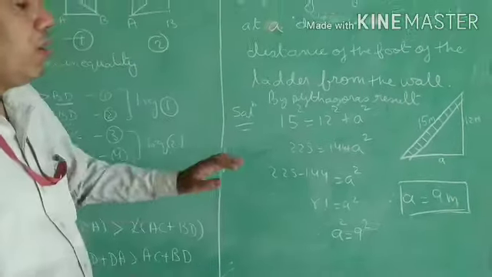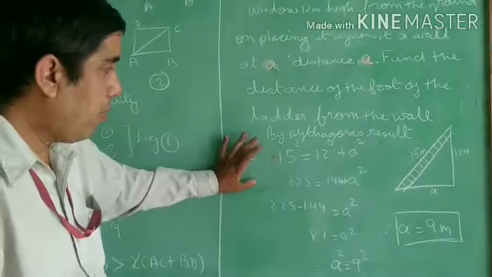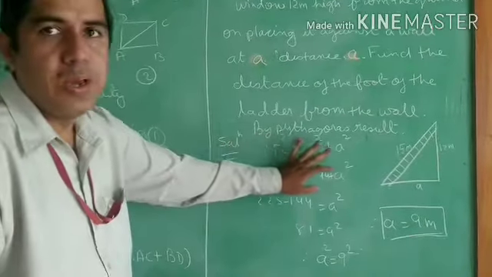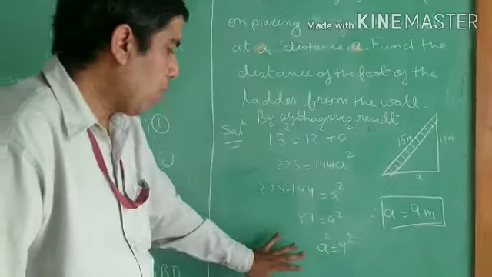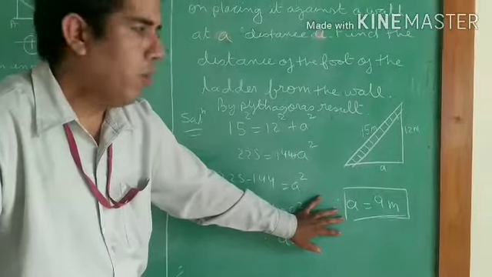You can see Pythagoras theorem is very easy to remember. The hypotenuse square is equal to the sum of the remaining 2 sides square. Got it? Now you can see I got the answer: A is equal to 9 meter.